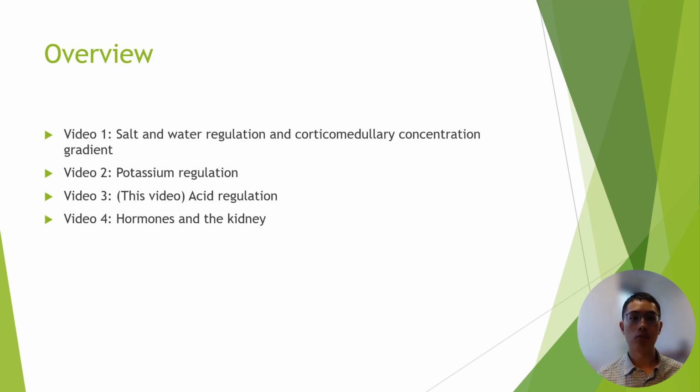To review, we have talked about salt and water regulation as well as the corticomedullary concentration gradient in our first video. We then talked about potassium regulation in our second video, and in this video we will be discussing acid regulation. In our next video, we will be discussing how various hormones are produced or play a role in the kidney, aside from its functions that we have described in the first three videos.